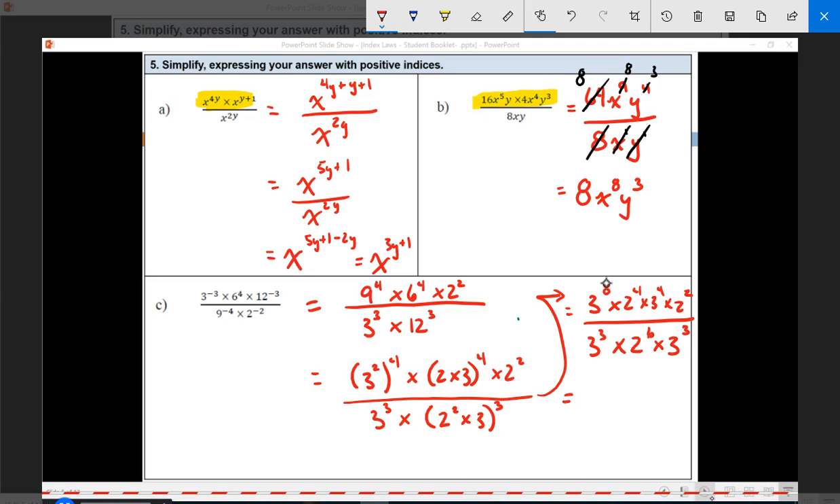Okay. 3 to the 8 times 3 to the 4 is 3 to the 12. 2 to the 4 times 2 to the 2 is 2 to the 6. 3 to the 3 times 3 to the 3 is 3 to the 6. Oh, shoot, what happens to my 2 to the 6s? Pow! They cancel, and that just becomes 3 to the 6. Okay? 720... what is it? 729. 729, like everyone knows.